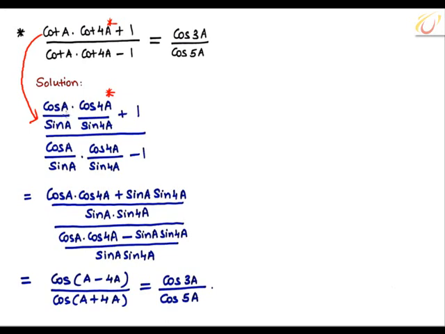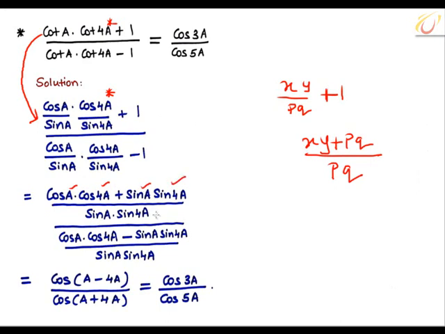Next step, you have cos A cos 4A upon sin A sin 4A plus 1. So treat it as xy upon pq plus 1. So what would you do in that case? xy plus pq upon pq. So similarly, sin A and sin 4A will come here. So you will have cos A cos 4A plus sin A sin 4A, whole thing divided by sin A sin 4A. In the denominator, cos A cos 4A minus sin A sin 4A upon sin A sin 4A.